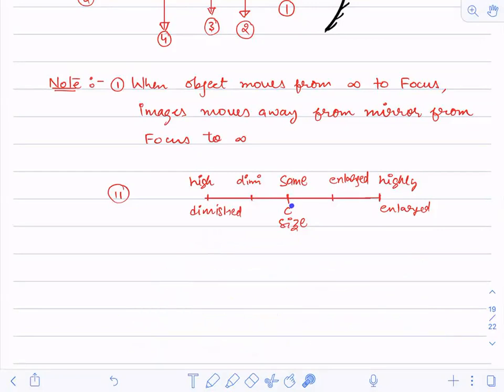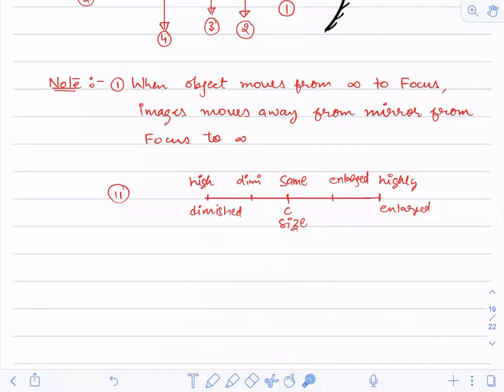This is my origin. Moving this side, the size decreases further; on moving this side, the size increases. So the immediate point will be enlarged and diminished, far away points will be highly enlarged and highly diminished. Did you understand? No mixing of things: two diminished on one side, two enlarged on one side, same size in the middle. This is how you have to remember.